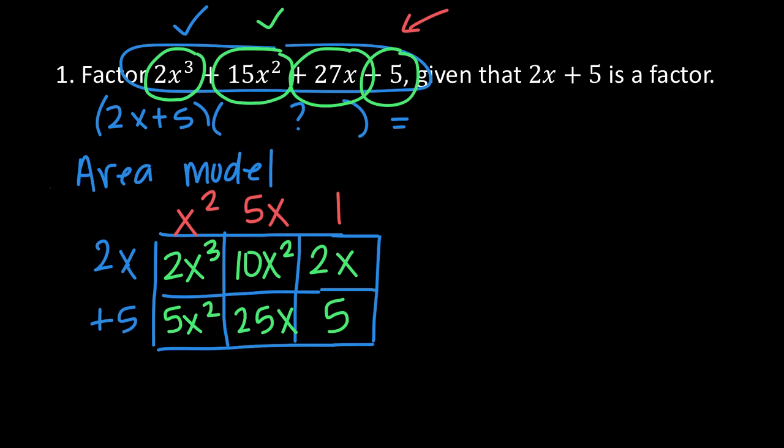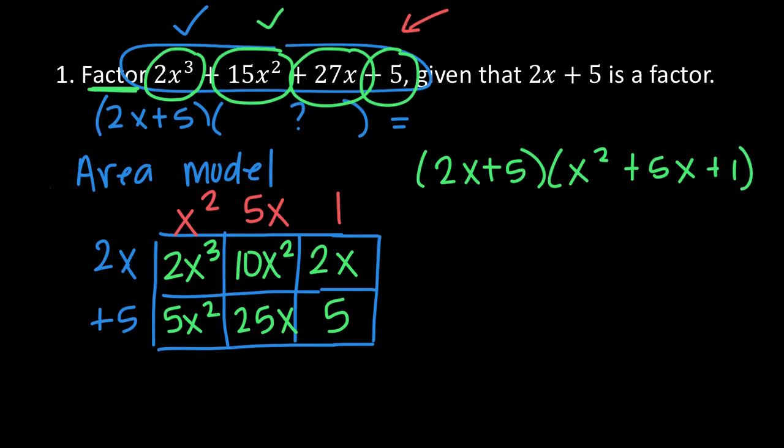So I'm going to write out what I have. We want to factor. The original problem is to factor. So we were already given 2x plus 5 as a factor. The other factor that multiplies to 2x plus 5 is x squared plus 5x plus 1.